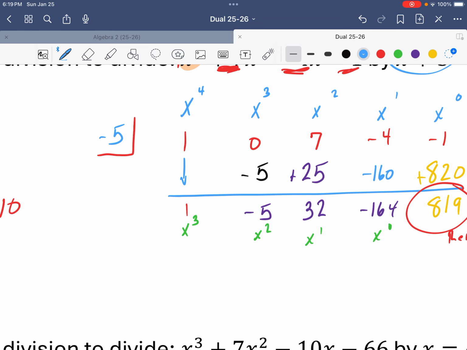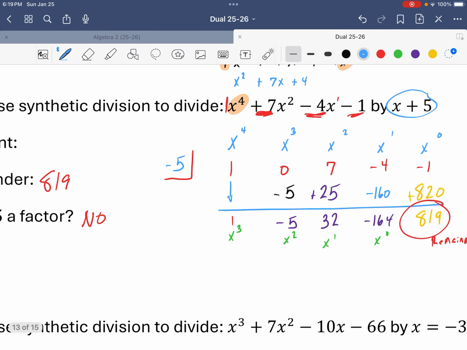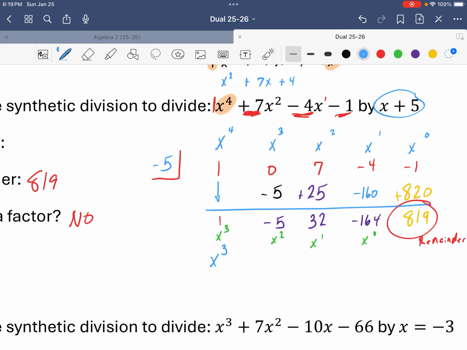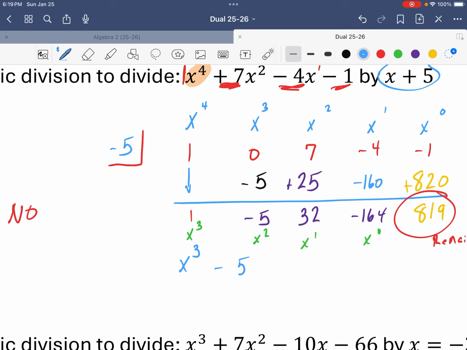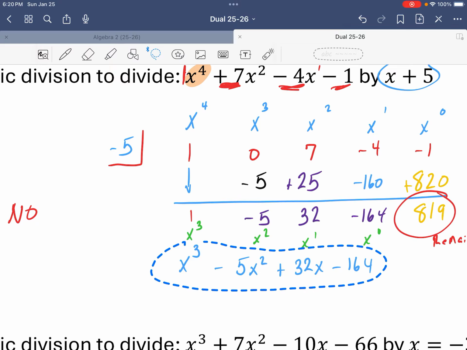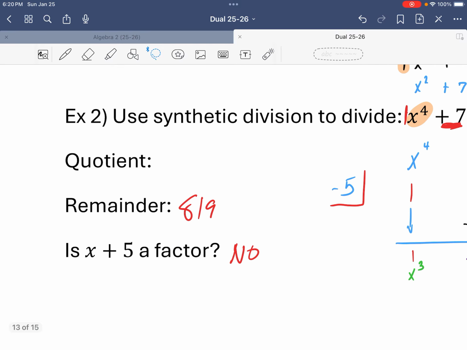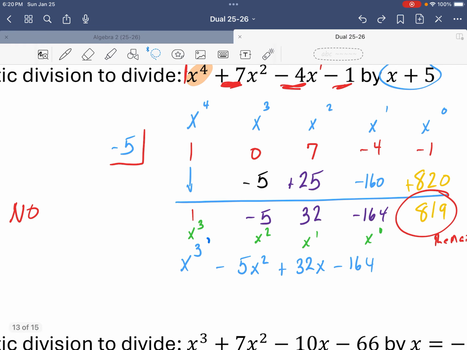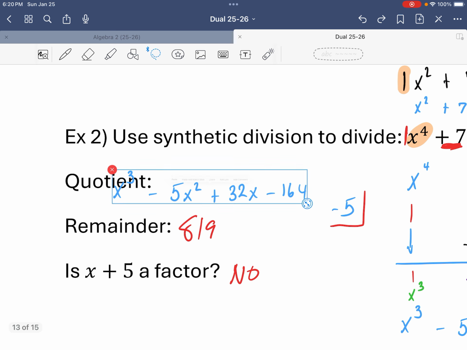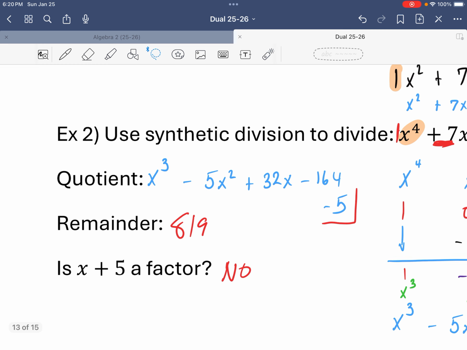So how are we going to write it? 1x cubed, or just x cubed, minus 5x squared, plus 32x, minus 164. That is the quotient. There you go.